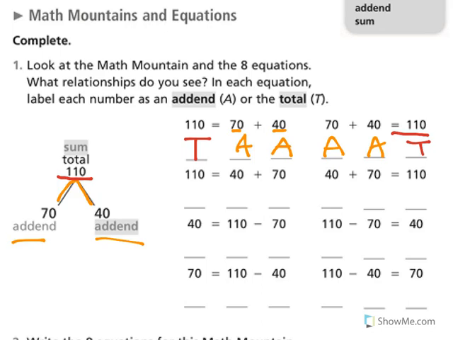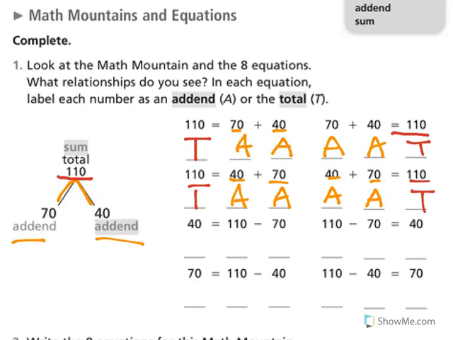Now here we see that the addends have been switched around. Does that make a difference? No, it does not. They're both still the addends, and 110 is still the total. Now what if they're switched around and the total is on the other side? Does it make a difference? No, it does not. The equal sign can be on either side, and because of the commutative property of addition, the addends can be in either order, and it doesn't matter.